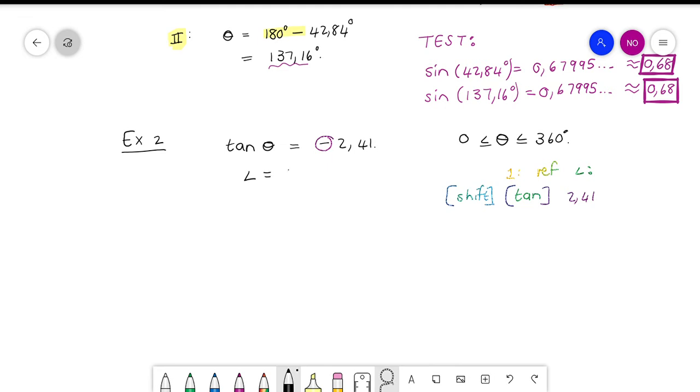So the angle that we're working with is that. And then we will use our sign to find the quadrants. So we're looking at tan negative, and tan is only negative in quadrant 2 and quadrant 4. So those are the two quadrants that I'm working in.